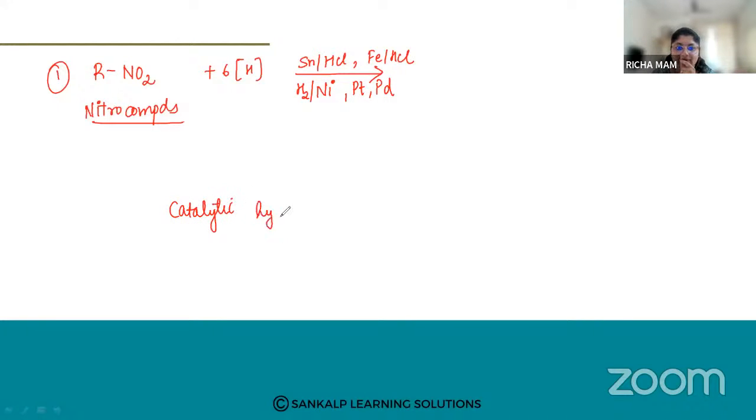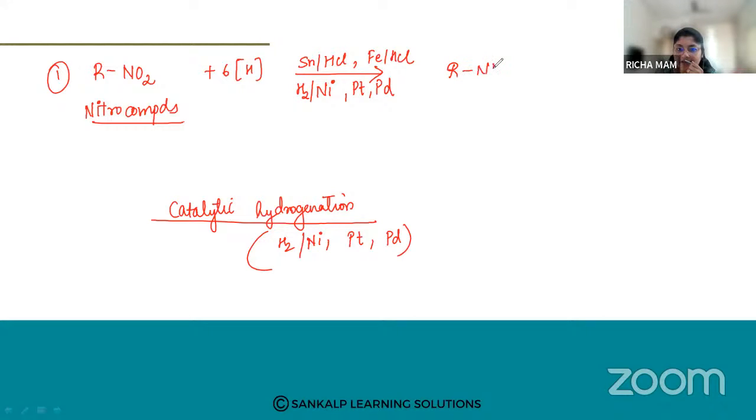So you can do catalytic hydrogenation. You can do catalytic hydrogenation by using H2 in the presence of nickel, or you can use platinum, or you can use palladium. So these are the catalysts we can use when we are doing catalytic hydrogenation. This is the condition for reducing our nitro compounds to amines. So we are going to get amines plus 2H2O.